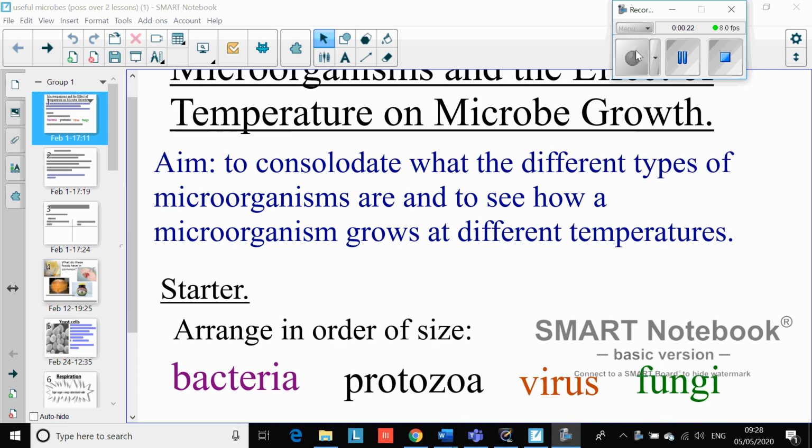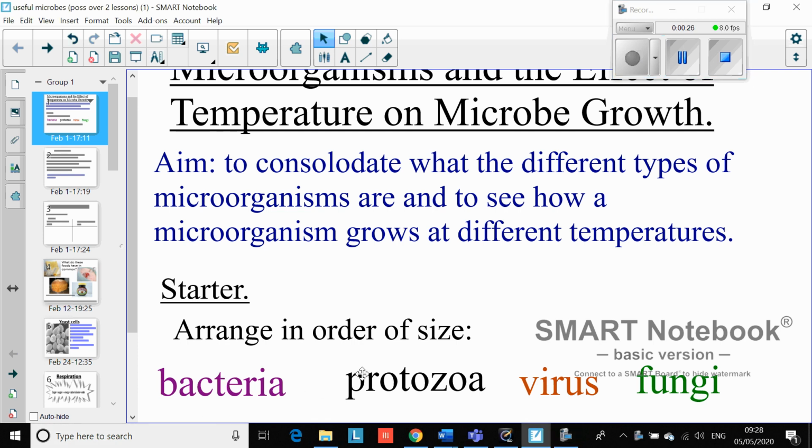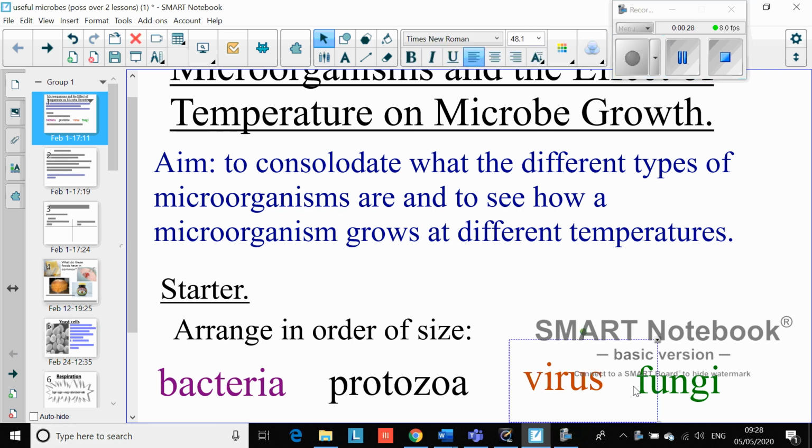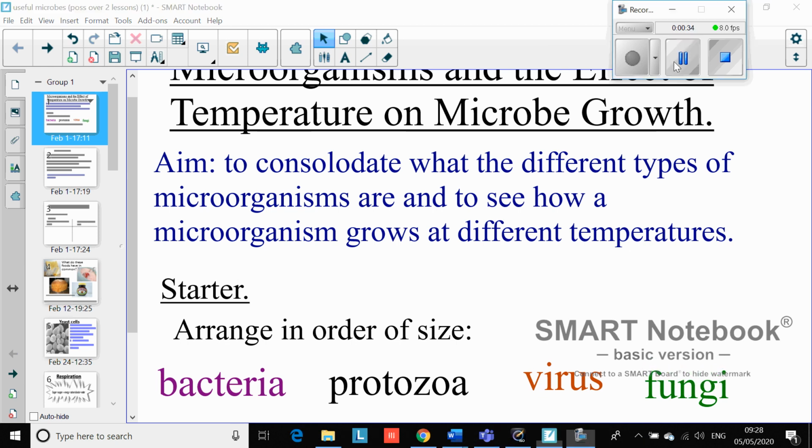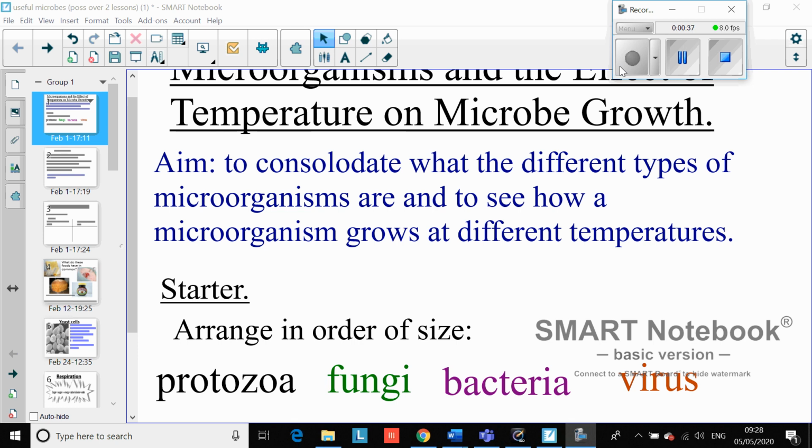So the first thing you need to do is very quickly, I want you to take these four types of microorganism at the bottom here and rearrange them in size order. So quickly pause the tape and do that now, please. Okay, and this is what you should have got. So it would have been protozoa, then fungi, bacteria, and then the smallest are viruses.